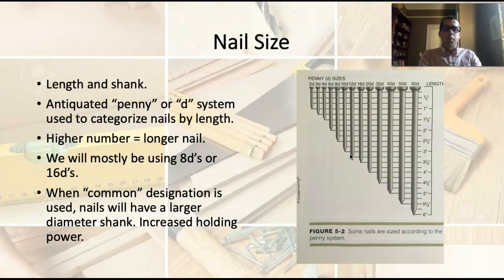Most of what we use is going to be 8s or 16s. 8s are generally used for attaching sheet goods to framing, and then 16s are generally used for attaching framing components together.